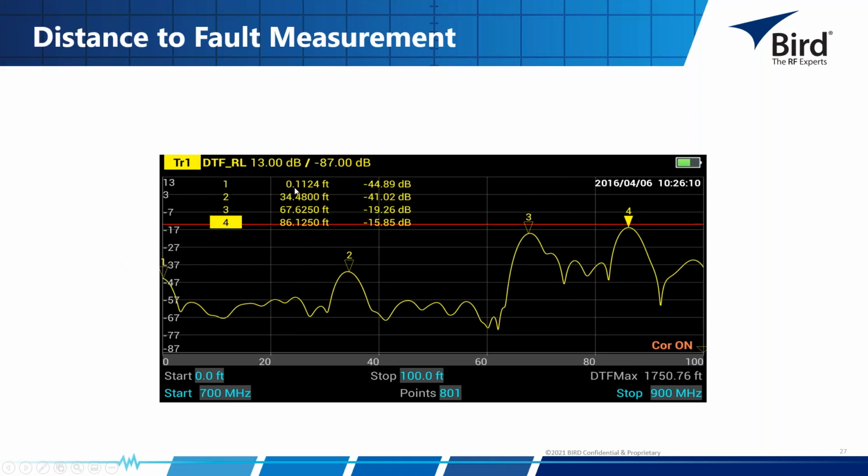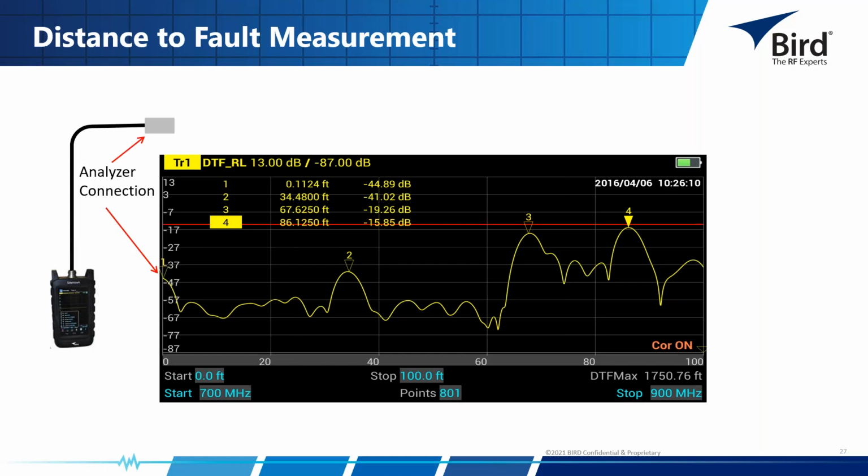Marker 1 out at 0 feet. That's right here. It's right on the end of the scale. That was that very first connector at the end of my test cable. Now I move along down here nice and low. The other thing I want to point out, marker 1's at minus 44 dB. And if you remember from that table of typical values, connectors come in at about neg 25. So this is down at neg 44. So you can see this is well below the neg 25. So this is a good connector.